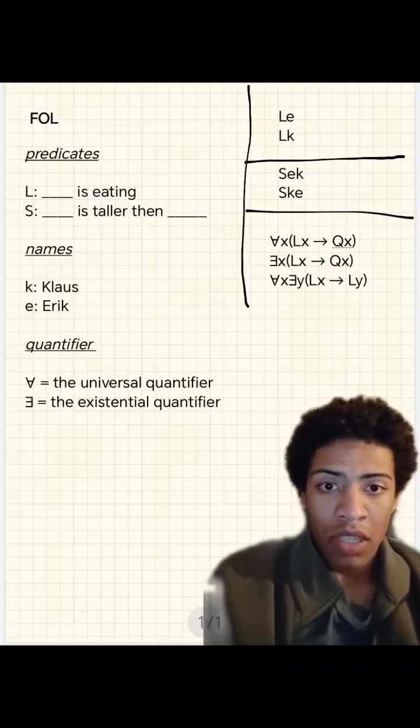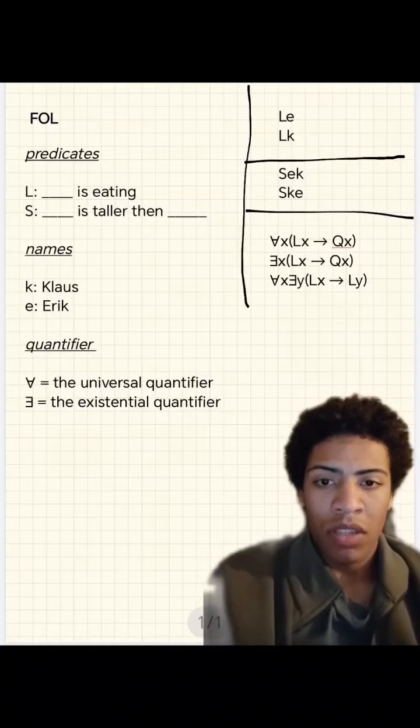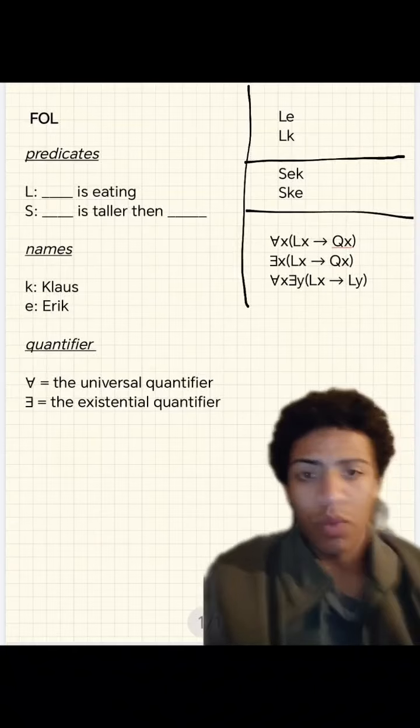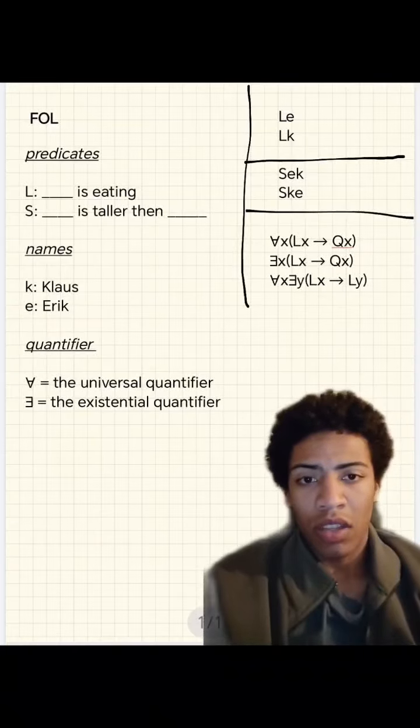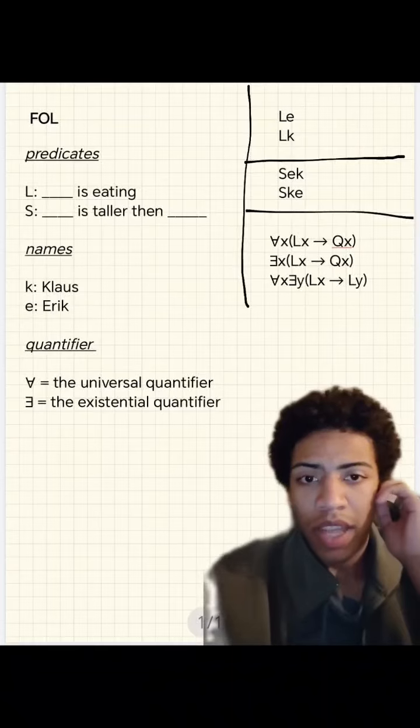And ∃x, the existential quantifier, basically means that for at least one person who's eating, Q is the case.